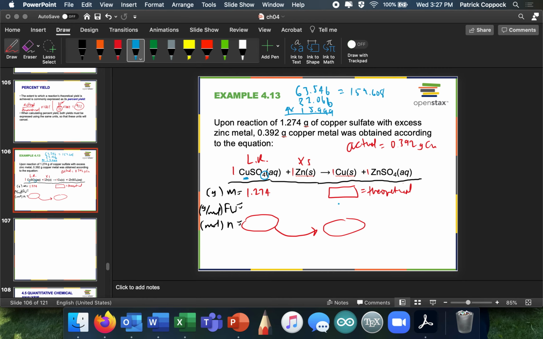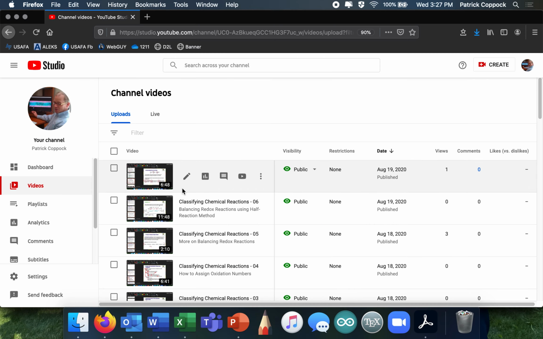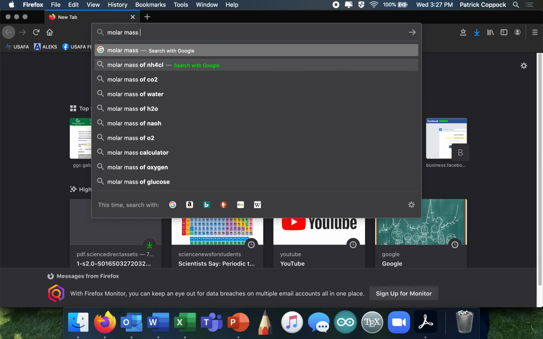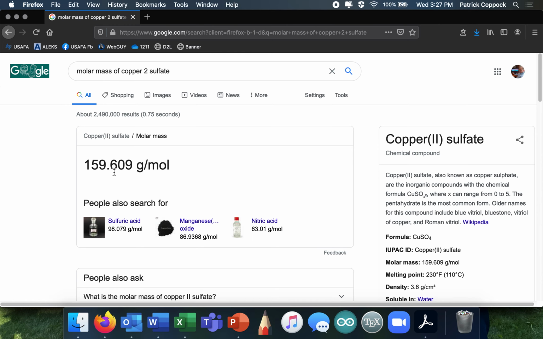159.608. And I know my copper is there, right? So I can write that one in too. 63.546. And so I'll be able to get my theoretical yield that way. Now, before I move on, I'm going to Google this. It's going to be about 160, right? Molar mass of copper 2 sulfate, yep, is 160 right there. Okay, good. So, verified that.